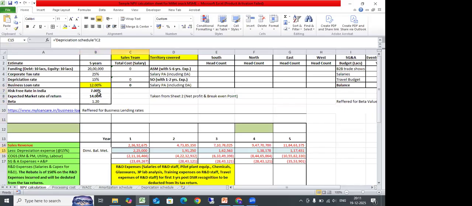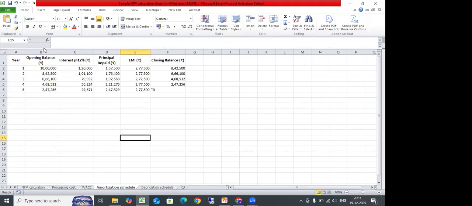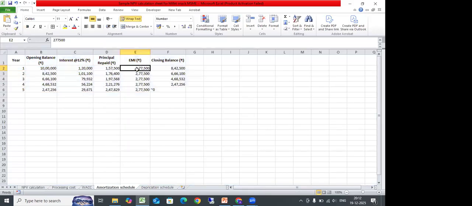Okay, so what I have done here, I have taken those values of sales revenues for 5 years, similarly COGS here, and I have taken depreciation here. Now this is the depreciation schedule, which I got ready-made from the net, for an opening written down value of 15 lakhs, depreciation of 15%, and closing WDV. Similarly, for a 10 lakh loan, I have taken this amortization schedule with a monthly EMI of 2 lakh 77.